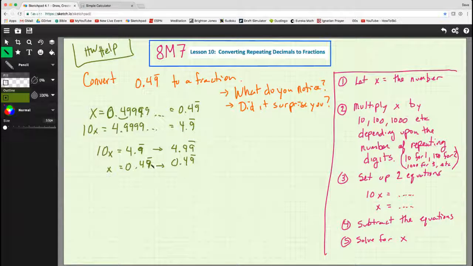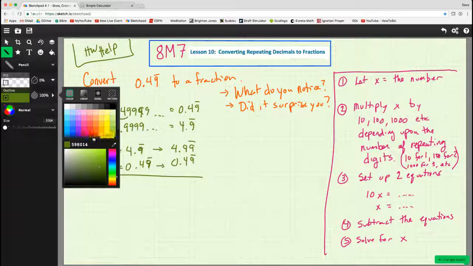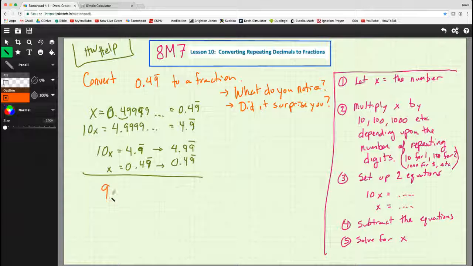Okay, so let's do this subtraction. So over here we have 9x, and that equals, well, these cancel, so we get 4.5. So 9x equals 4.5. Let's multiply both sides by 2 to make this a little bit easier, get rid of our decimal. So now we have 18x equals 9. Divide both sides by 18, and we get x equals 9/18, which is equal to a half. So x equals 1/2.